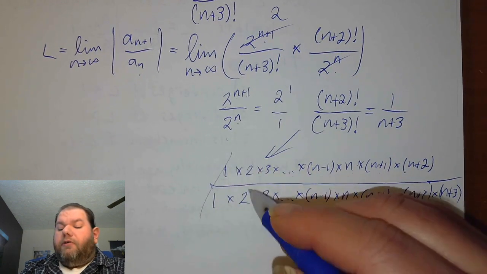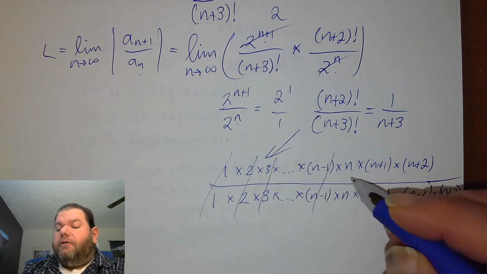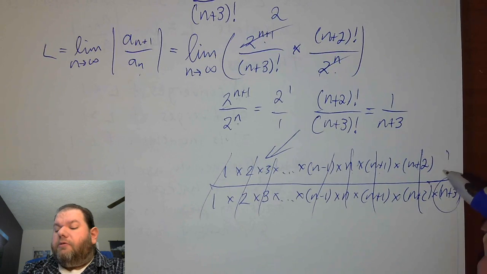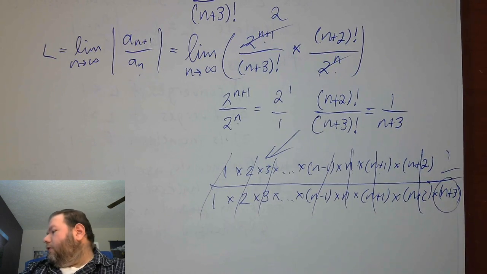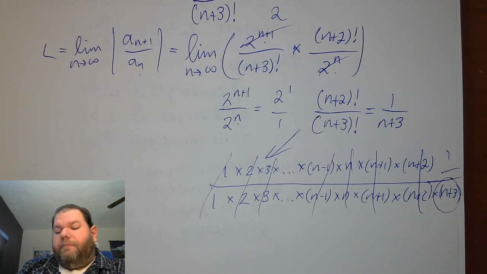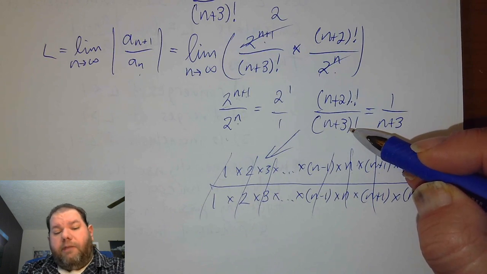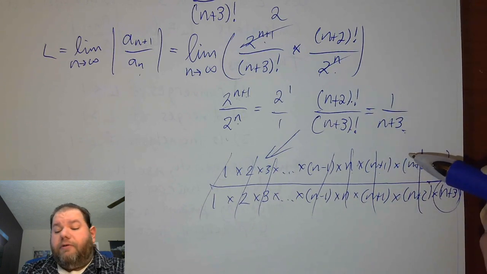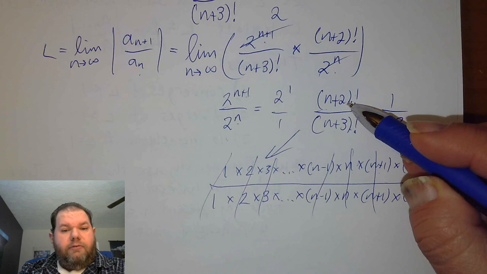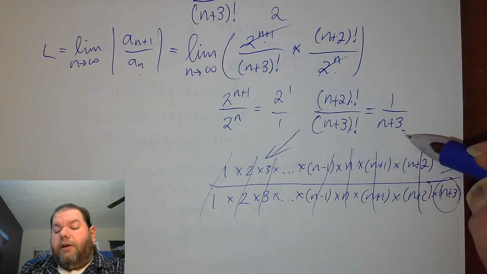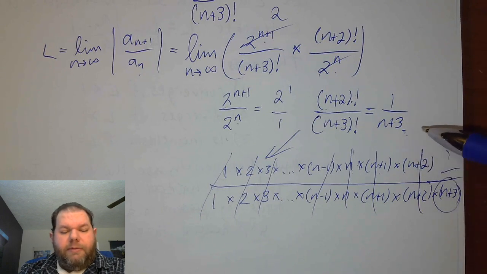What happens is all these things cancel out except this one. So we say it's 1 over n plus 3. And again, this one stops at n plus 2, this one goes one step further to n plus 3, so that's what's going to be left over. Everything up to n plus 2 will cancel on both of them, and then this one goes one step further to n plus 3, and that'll be what's left over, and it's on the denominator that we see that.